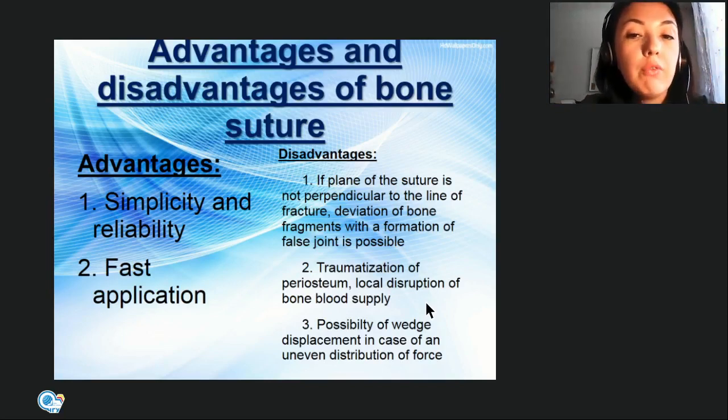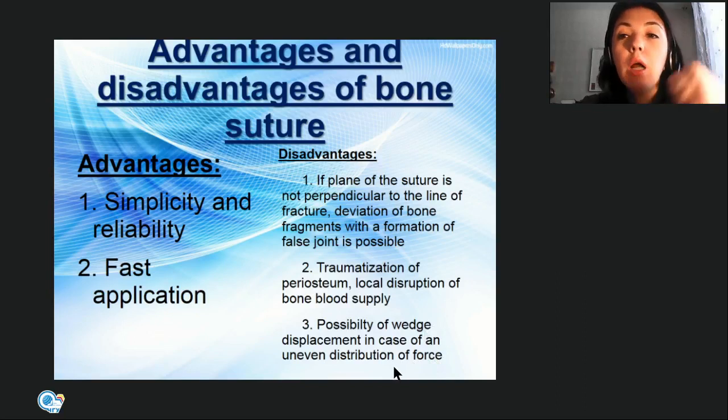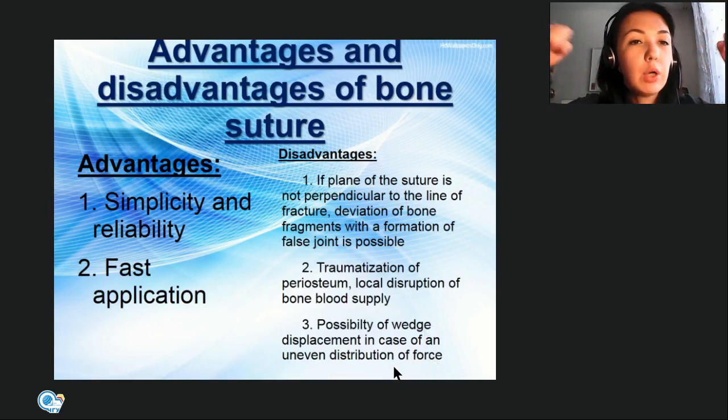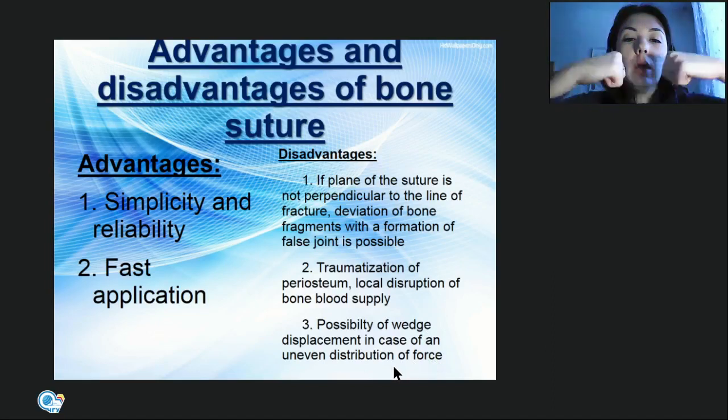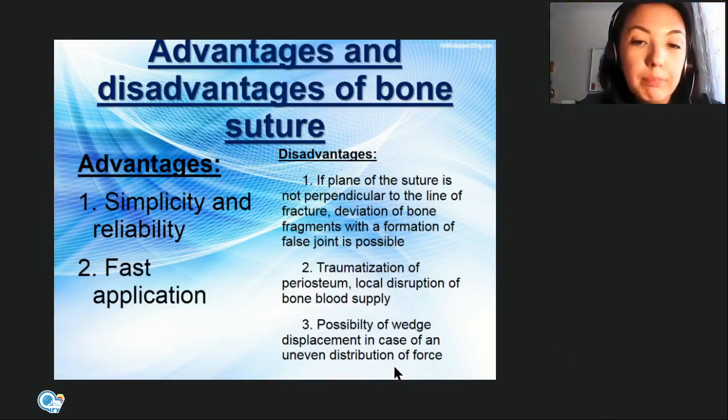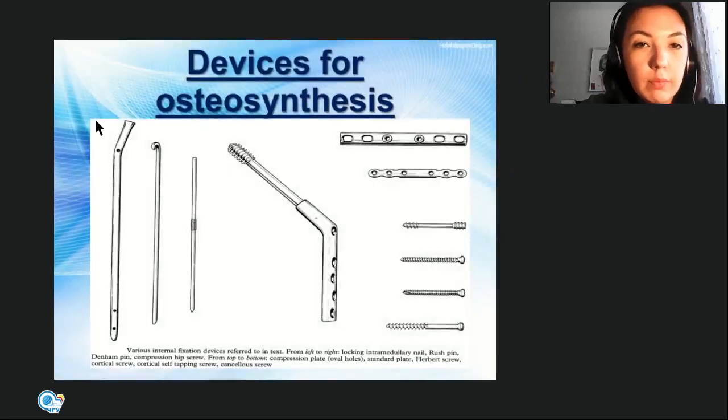And the possibility of wedge displacement in case of an uneven distribution of force. If we tie a knot too hard, if we try too much, then the ends of the bone will enter each other, and there will be wedge displacement. It's also not quite good. So these are the main disadvantages of bone suture.